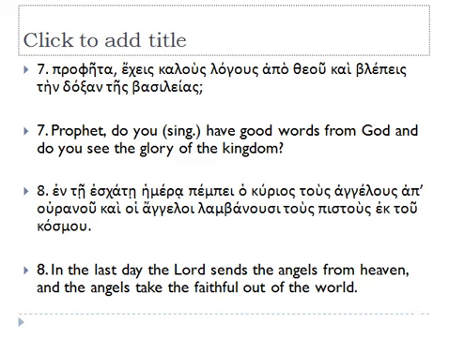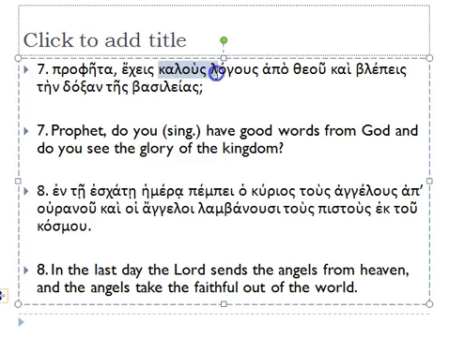Number 7, propheta, eches kalus lagus apotheu, kai blepes tein doxan tes basileas? Propheta is a special vocative form of the cross-dressing noun ha prophetes. So this is direct address. Prophet, O prophet. Eches, you have, except as a question, do you have? Do you have kalus lagus, an adjective and a noun agreeing in gender, number, and case? Kalus simply describing lagus. Do you have noble words from God?